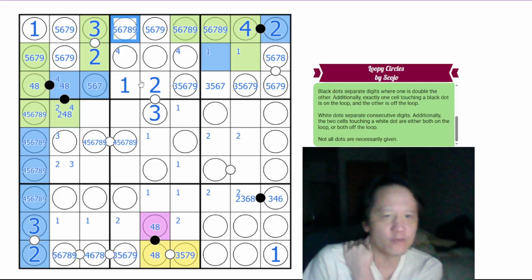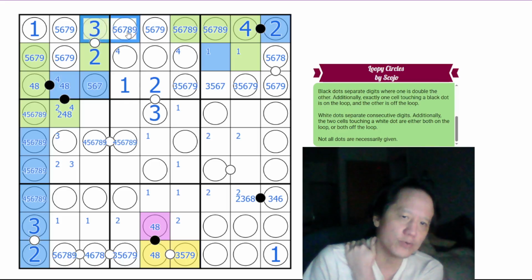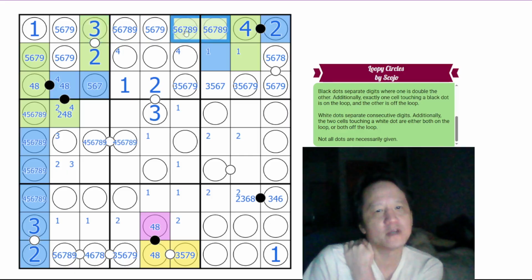So can this ever be on the loop? If this is on the loop, the problem is it can't go that way. It would have to go this way. But then we have 4 cells, 4 digits from 5 through 9 on the loop when we know there's 2 at least that are not. So that does not work. So it cannot go this way. It has to go this way.